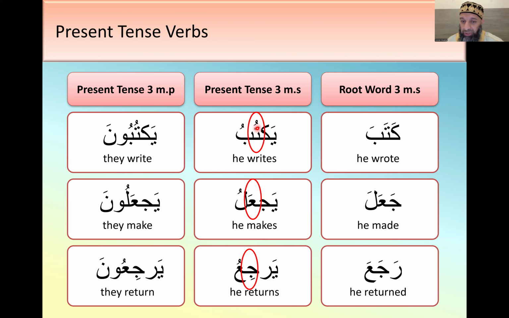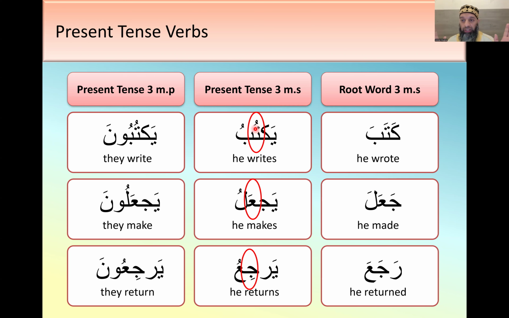So in this verb, it's a dhamma. In this verb, it's a fatha. In this verb, it's a kasra. This is the variable that changes when converting from the past tense to the present tense. It's always going to start with the fatha on the first letter. It's going to be a dhamma on the second letter. The third letter is going to have a sukoon. But this vowel on the third letter will change. And it depends on the verb.